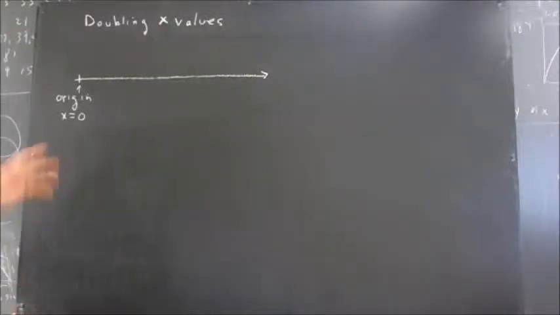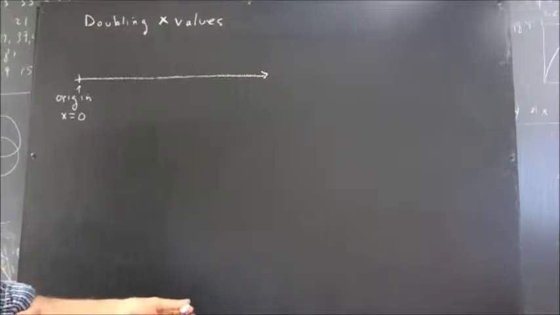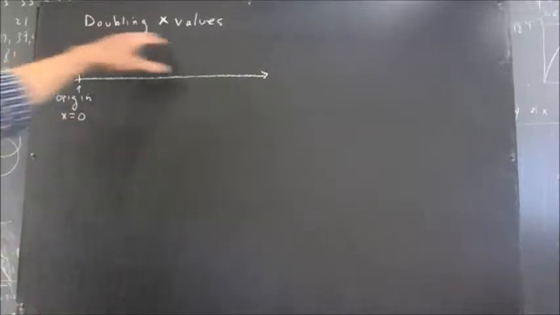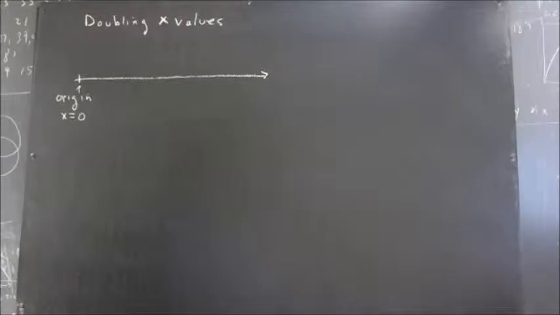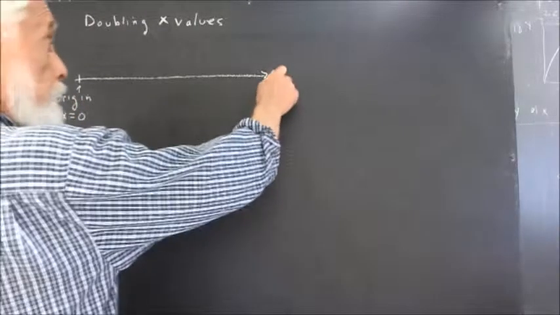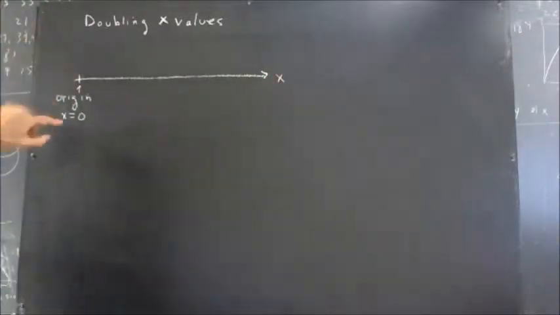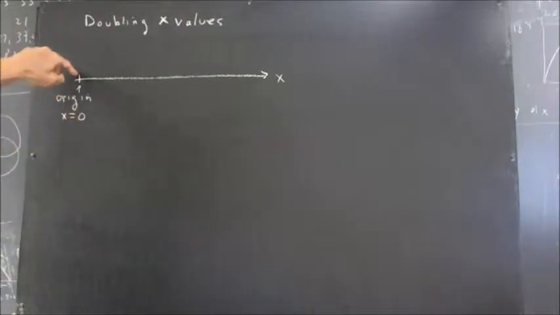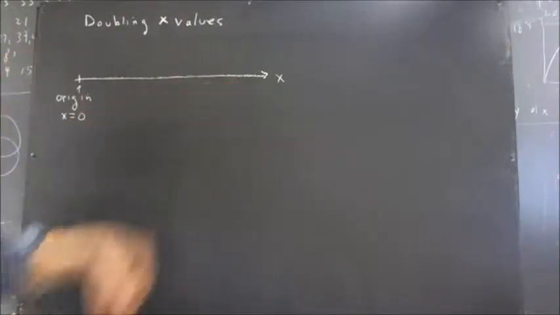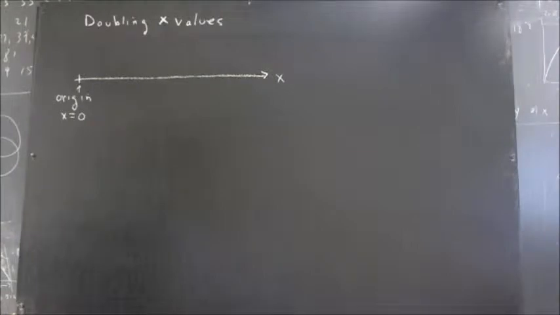Okay, for purposes that'll soon become clear, or if you're reviewing for purposes that are already clear, we want to talk about doubling x values. So we have an x-axis here with the origin, that is the x equals 0 point here. And we're not going to numerically identify any of the other points because that comes later and it would defeat our purpose to do it now.